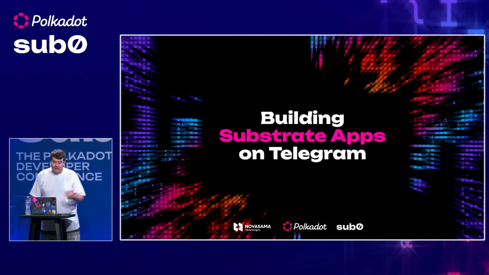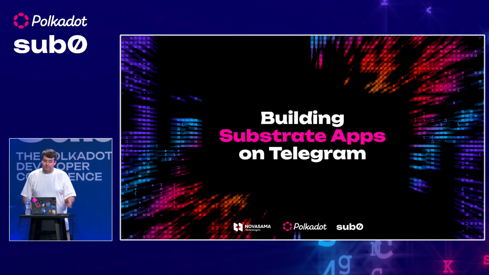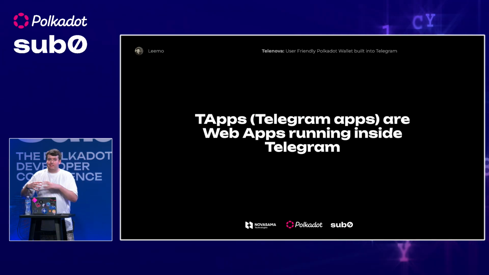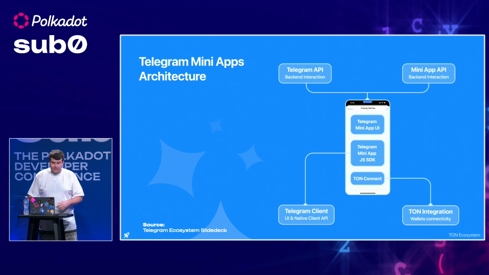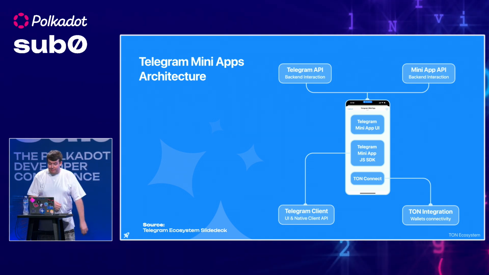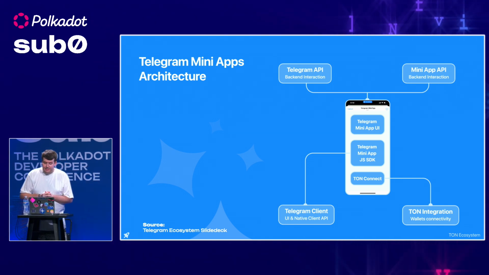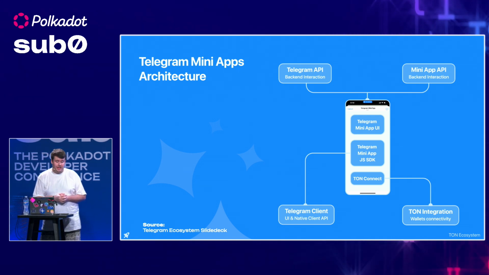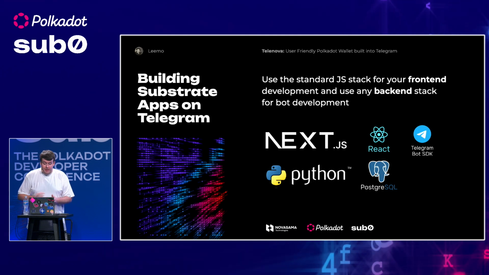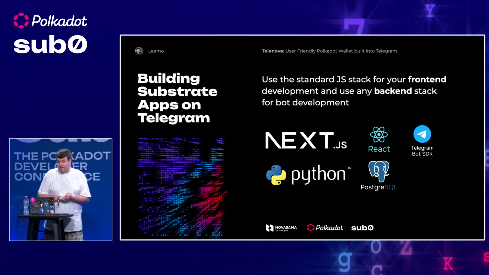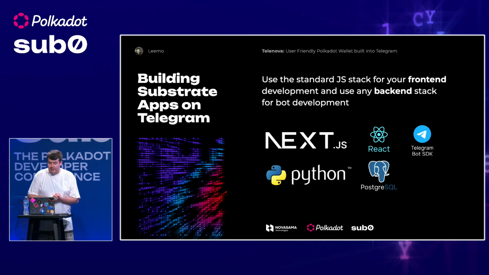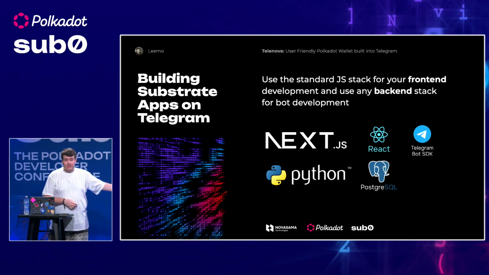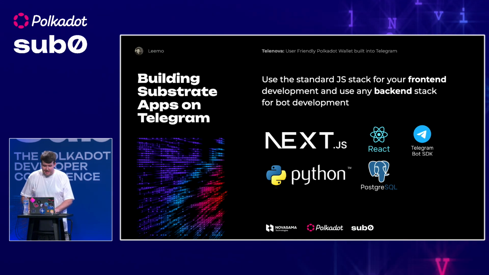So let's go through a quick intro into building substrate apps on Telegram. T-apps, Telegram apps, are basically web apps that are running inside Telegram itself. This is a nice architecture schematic provided by the Telegram team. You can think of T-apps as websites running inside Telegram that use a couple of APIs provided by the Telegram team. You can use the standard JS stack for your front-end development, and any standard back-end stack for your bot development. These are the tools that we used at Novasama Technologies to build Telenova. So it's pretty easy to get involved.